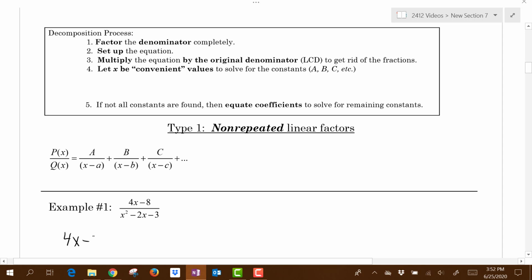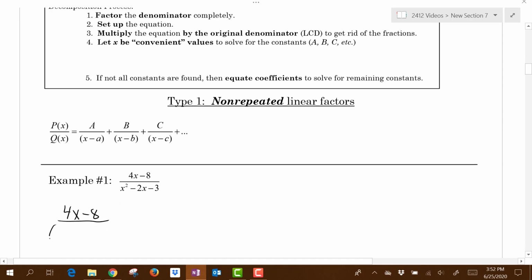Alright, so I have 4x minus 8 divided by, okay, how does that factor? It has to be x and x, 3 and 1, and the signs have to be opposite. So what is that? Positive 1, negative 3. Foil that out, make sure you get back to where you started, and we do. So there's our step 1.